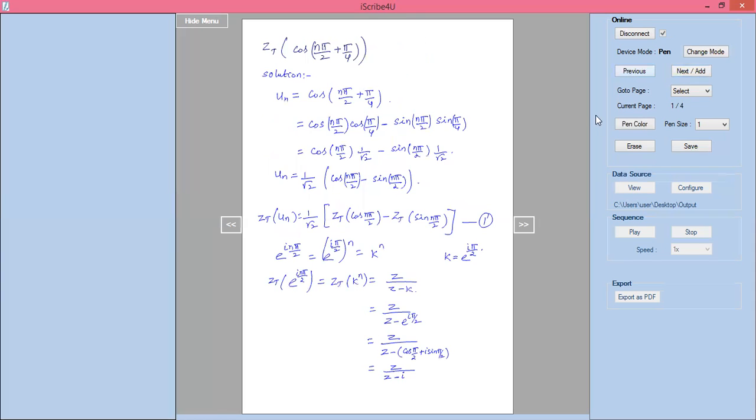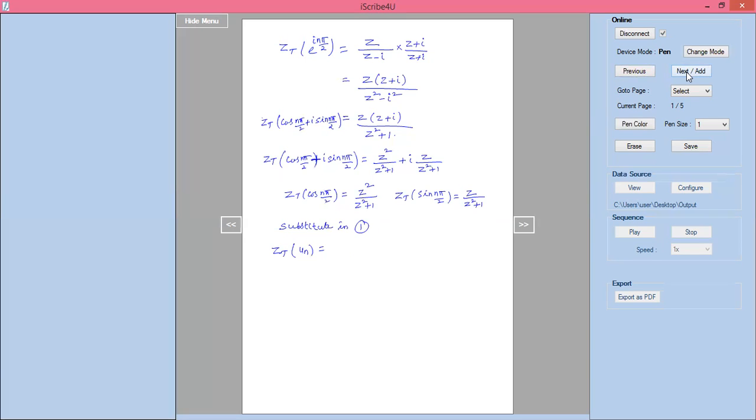So what is equation 1? Already I told. This is equation 1. So if you substitute, what you will get? 1 by root 2 into, cos n pi by 2 is nothing but z square divided by z square plus 1 minus z divided by z square plus 1. Now, if you simplify this, you will get z into z minus 1 divided by root 2 into z square plus 1, which is the required solution for the given equation.